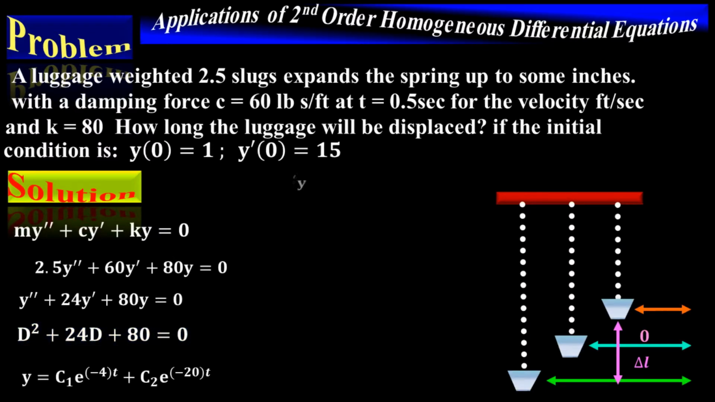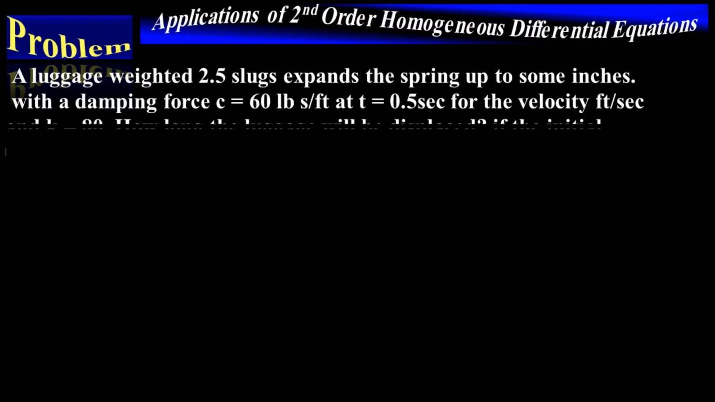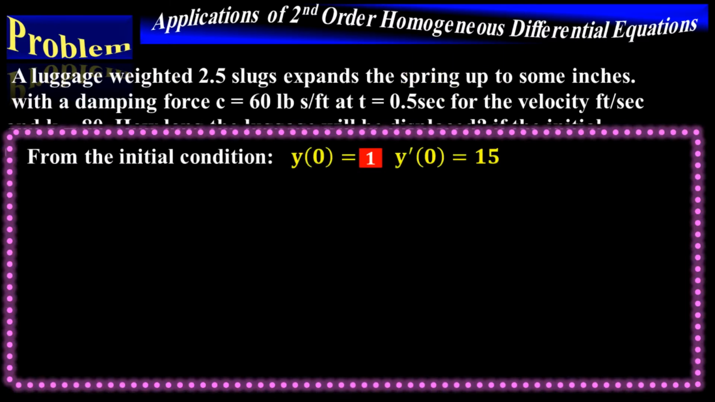Take its derivative, you will have y prime equals minus 4 times c sub 1 times e to the minus 4t plus minus 20 times c sub 2 times e to the minus 20t. Now to find the values of c sub 1 and c sub 2, we use the initial conditions where y equals 1 and y prime equals 15, at t equals 0. Take the first equation, y equals c sub 1 times e to the D sub 1 t plus c sub 2 times e to the D sub 2 t.